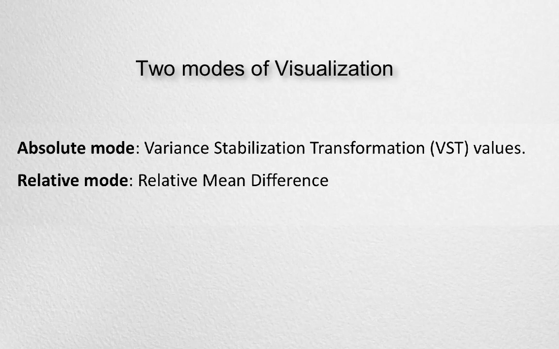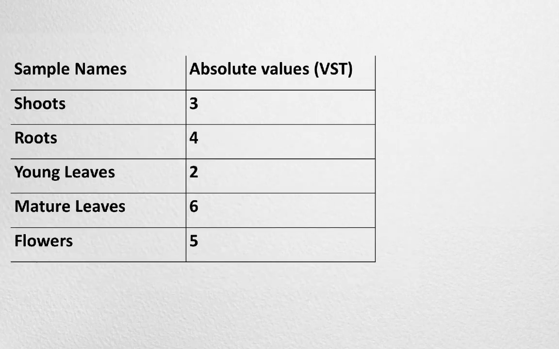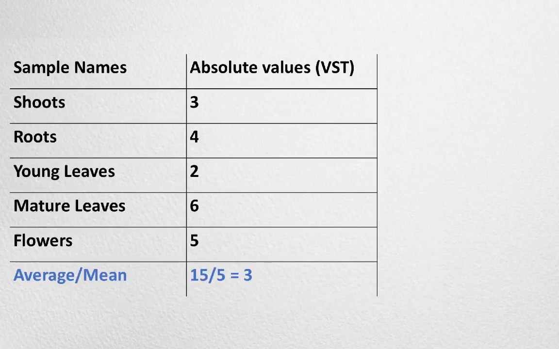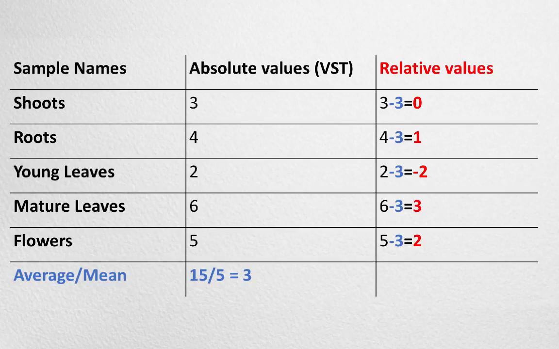Let me explain what relative mean difference is. Let's assume we generate a listed expression values shown in following samples: shoots, roots, young leaves, mature leaves, flowers. Then we calculate the average VST values. In order to calculate the relative values, we need to subtract average value from the absolute VST values. In other words, relative values depend on the expression patterns across number of samples for a given gene.